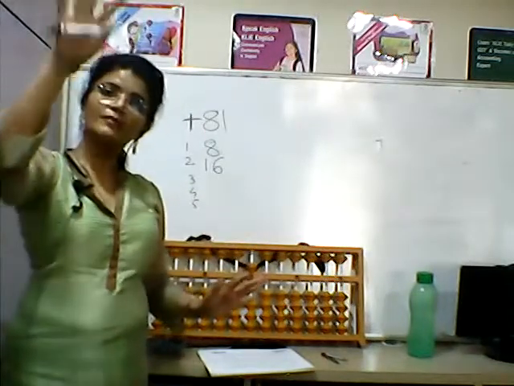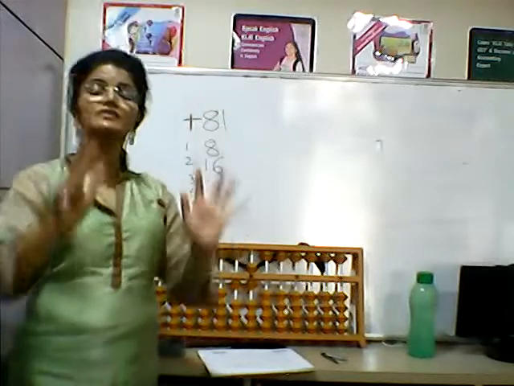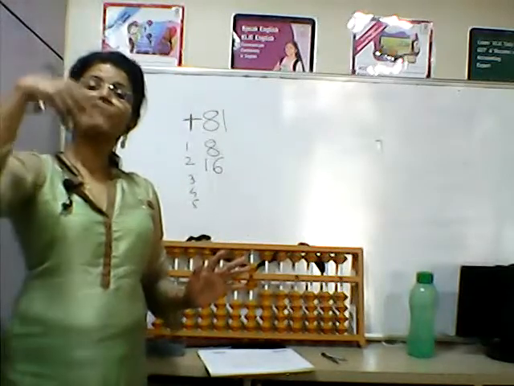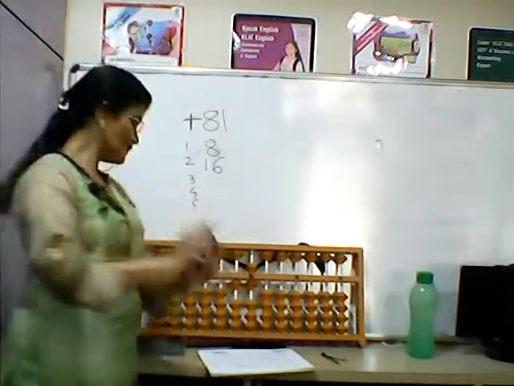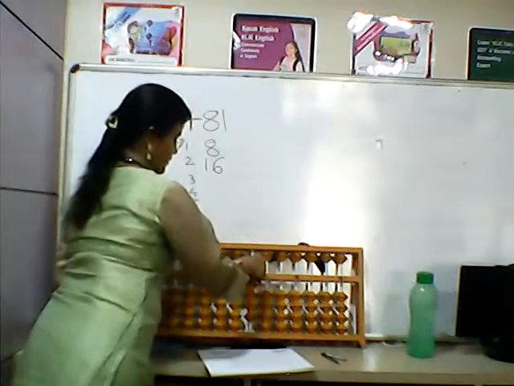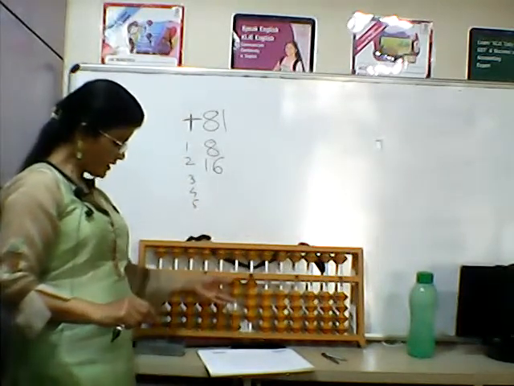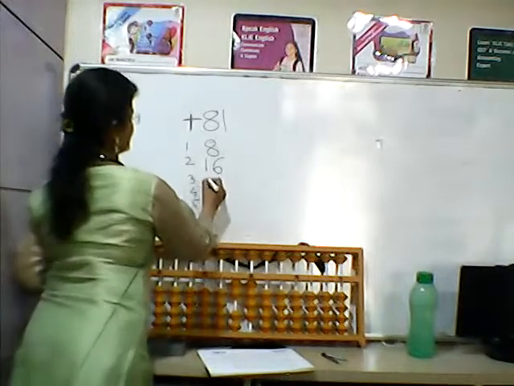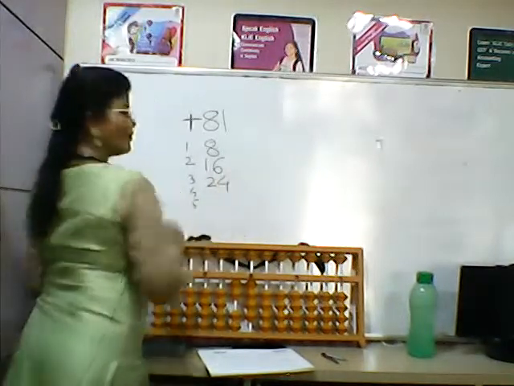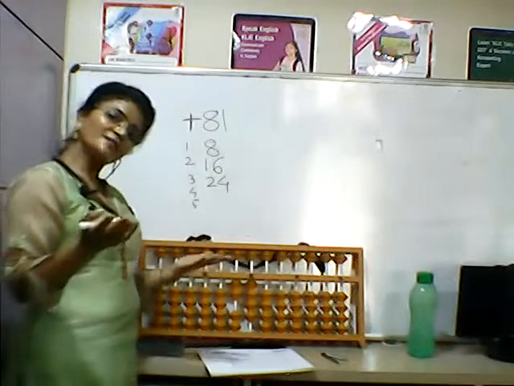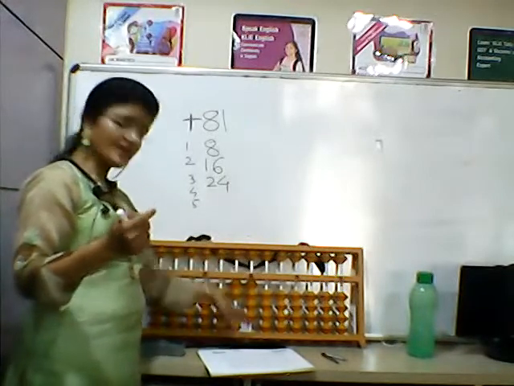Plus 3, minus 5, plus 10. 3 up, 5 up, 10 up. That is 24. Again plus 8. Can we do 8 directly?